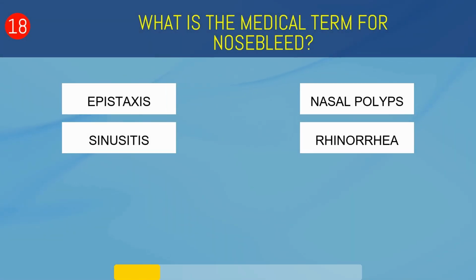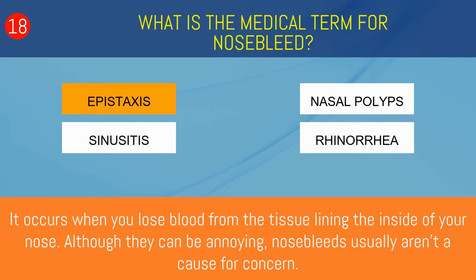What is the medical term for nosebleed? Epistaxis, sinusitis, nasal polyps, or rhinorrhea? Epistaxis. It occurs when you lose blood from the tissue lining the inside of your nose. Although they can be annoying, nosebleeds usually aren't a cause for concern.